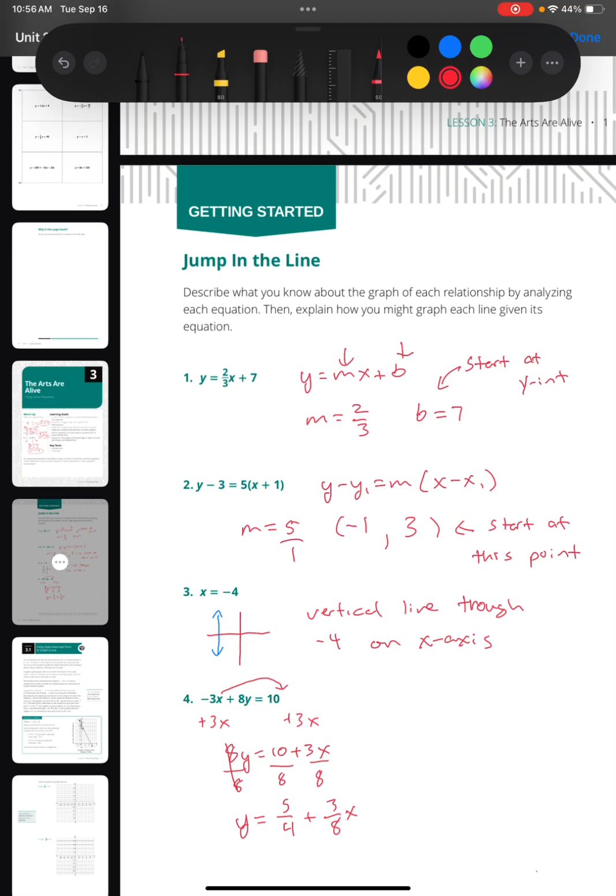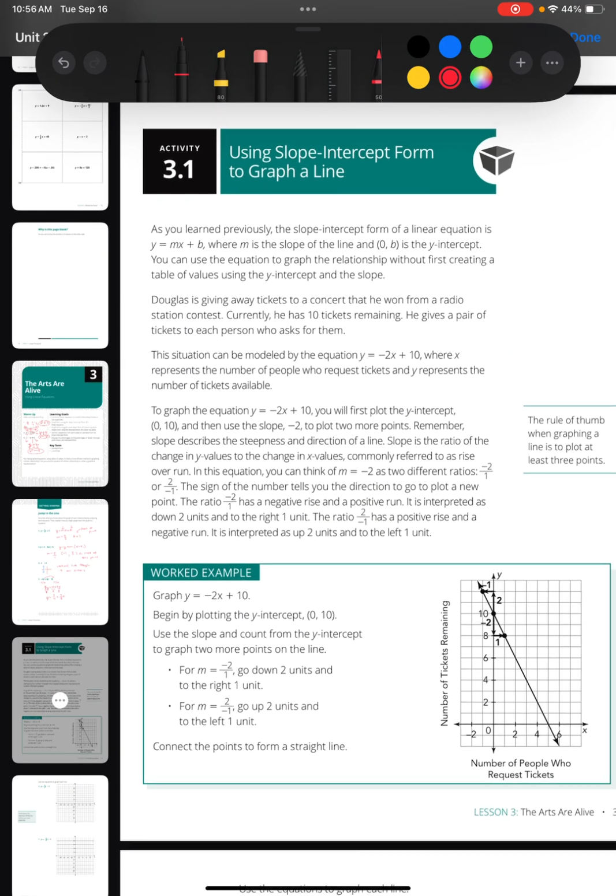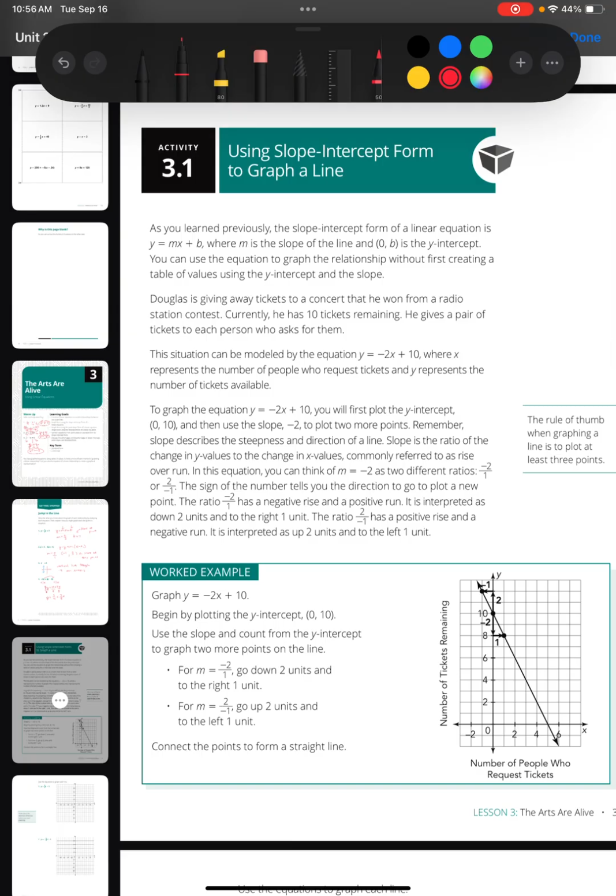Okay, moving on to our next page. So, using slope-intercept form to graph a line. As we learned previously, slope-intercept form of a linear equation is y equals mx plus b, where m is our slope and b is our y-intercept. It's our starting point. So you can use that to graph, starting at the y-intercept.